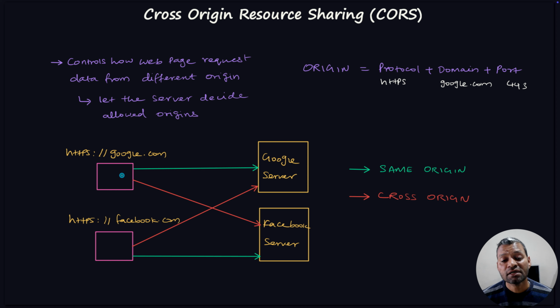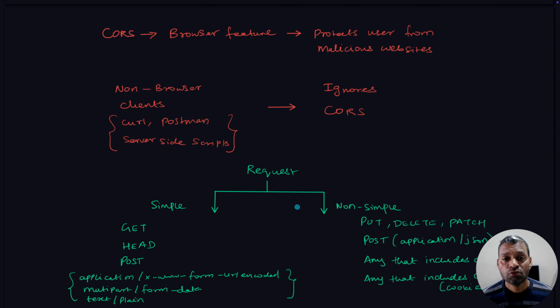So just to go back, if you are making a request to the Google server from the google.com web page, then it is a same origin request. But if you are making a request to a different URL that is not google.com, for example, if you are sending a request to the Facebook server from the google.com web page, then those requests are cross-origin requests. Okay, so I hope this is clear. Let's now move on to understand what CORS is.